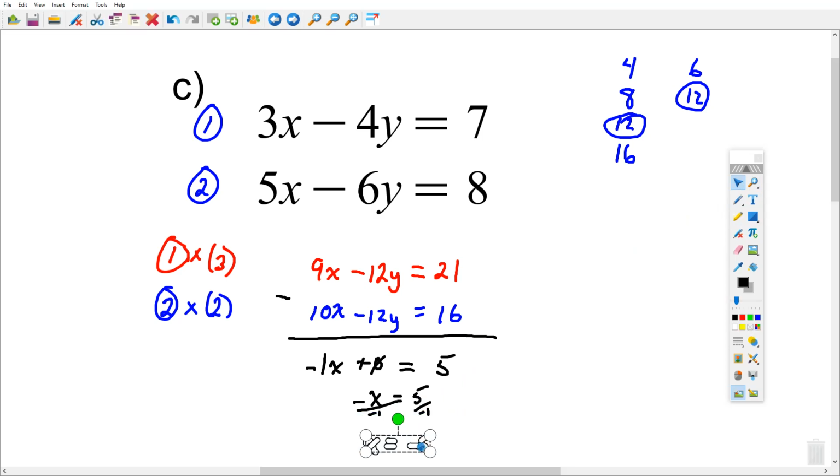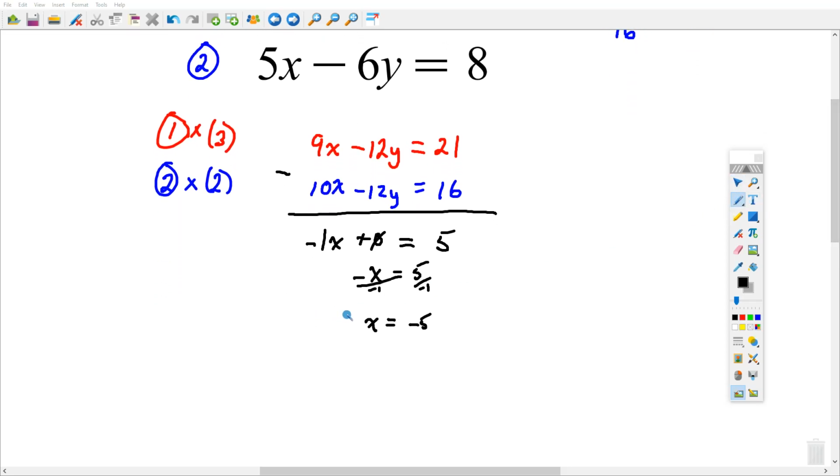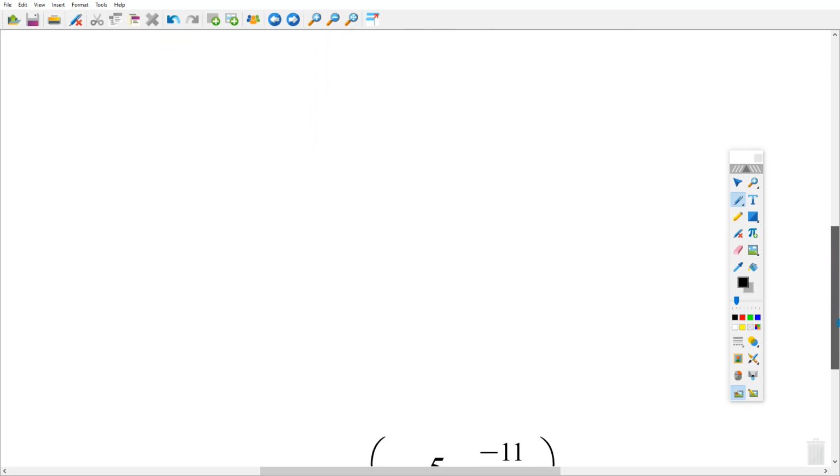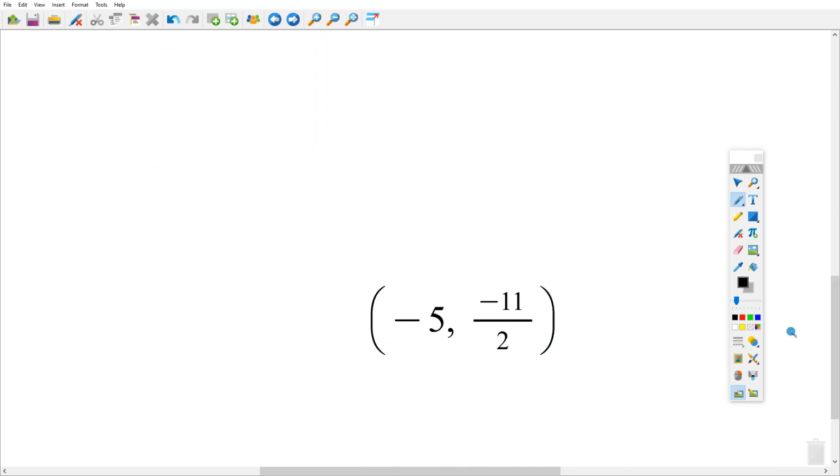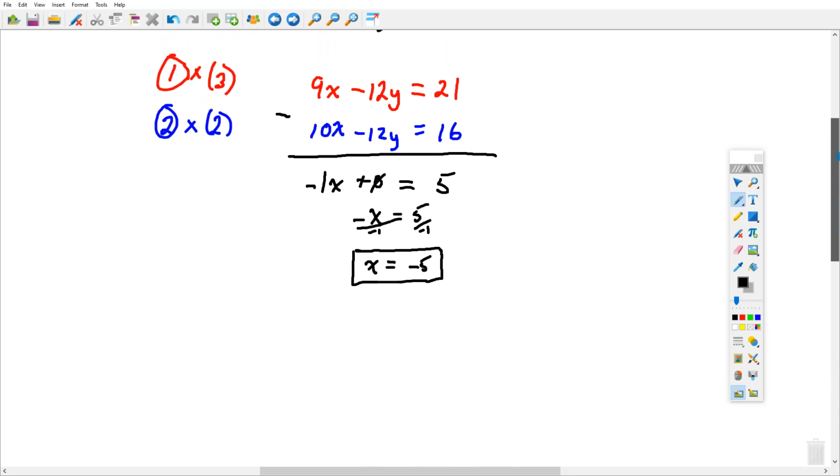So having x equals minus 5 as the first part of our solution, we can go down and confirm that because I have the full solution below. If you were to substitute that x value back into your equations up top, you'll get that the y value has to be negative 11 halves.